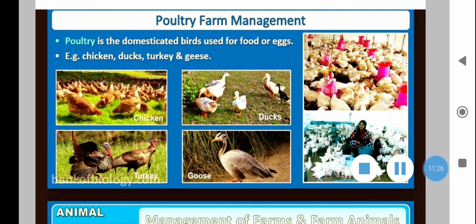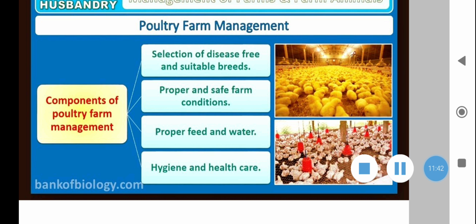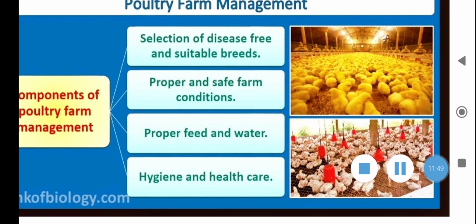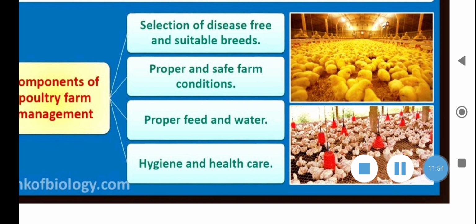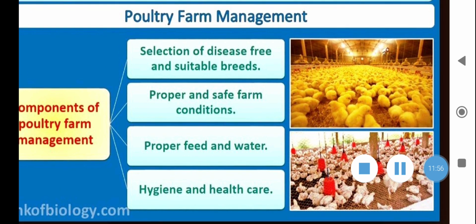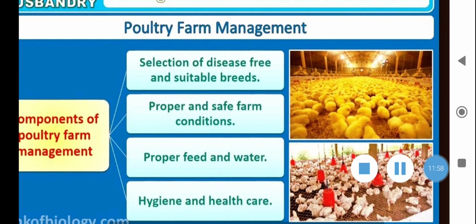Poultry farm management. Poultry includes a number of bird species such as chicken, ducks, turkey and fowls, which are domesticated for their eggs and meat. So how is poultry farm management done? Components of poultry farm management: selection of disease-free and suitable breeds, proper and safe farm conditions, proper feed and water, hygiene and health care.